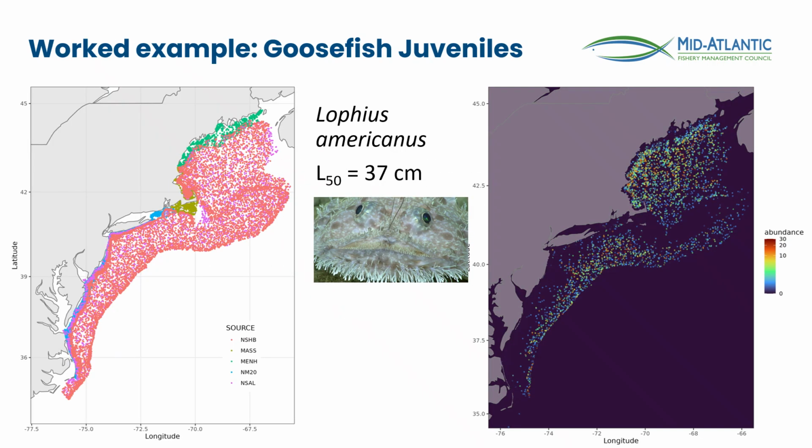So I thought it might help to look at how this works on a single species. Here we're looking at juvenile goosefish, or monkfish, with lengths less than 37 centimeters. The plot on the left depicts the location of all the trawl samples over the 20-year period, with color indicating which of the different surveys it is. And the plot on the right is showing only the positive occurrences of juvenile goosefish, with the colors depicting the observed counts, with warmer colors showing higher counts.